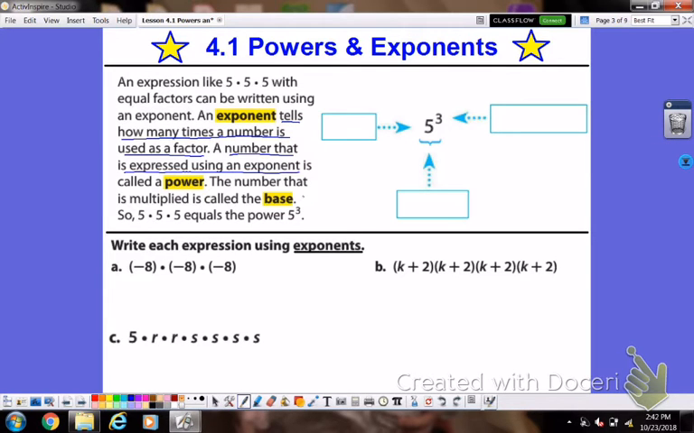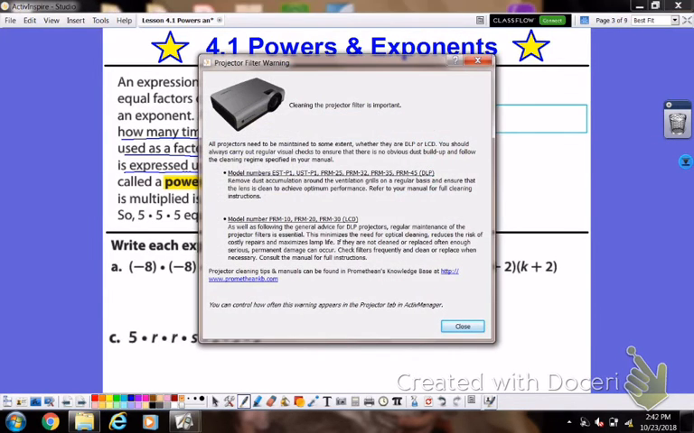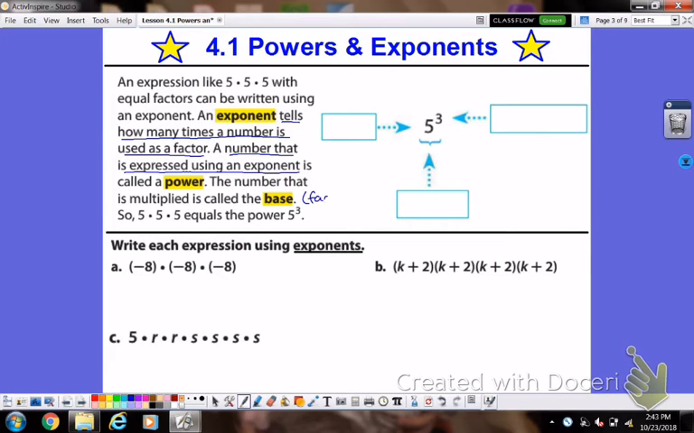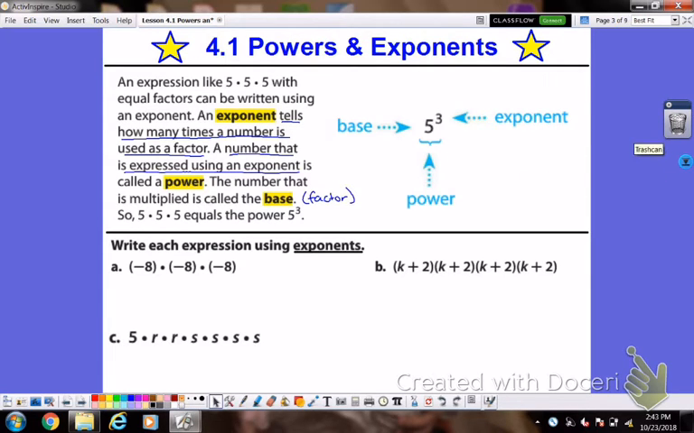So your base is our factor. So equal factors. So 5 times 5 times 5 equals the power 5 to the third. Just a little bit of visual over here. 5 to the third. We're going to label that 3 as our exponent. The 5, our factor, is a base. And then the whole thing together is our power.